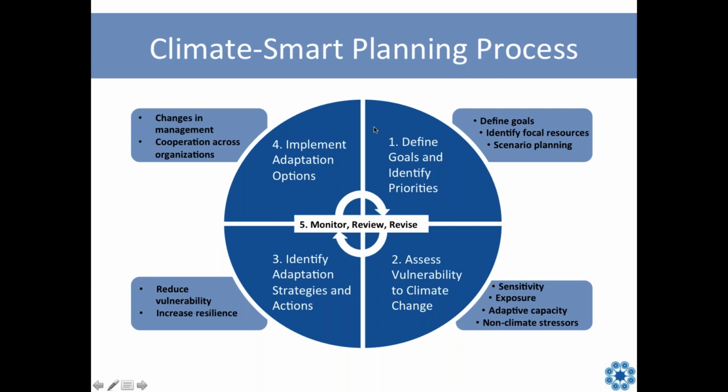The first step is to define goals and identify your priorities. So in this particular project, it was identifying focal resources and really looking at habitats, and then you assess their vulnerability to climate change by looking at sensitivity, exposure, and adaptive capacity. Then you move on to identifying adaptation strategies and actions. Basically, what are ways that we can reduce those vulnerabilities that have been identified and increase the resilience of our resources. And then, of course, implementing those adaptation options.